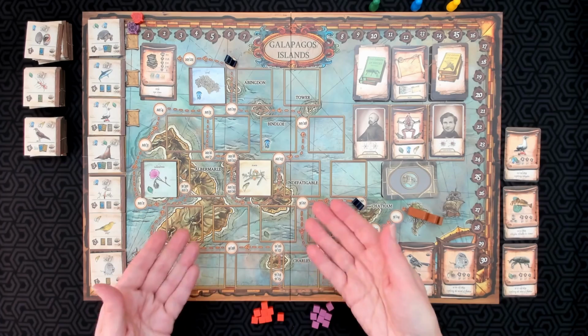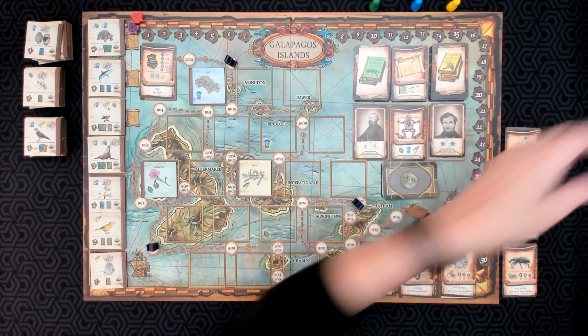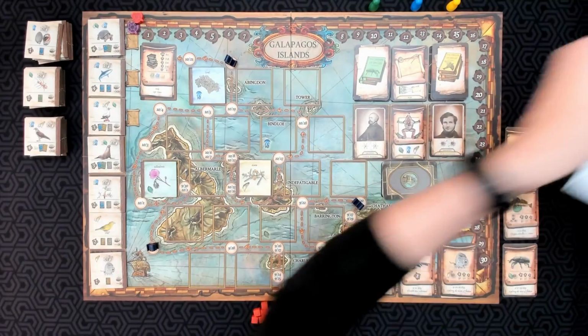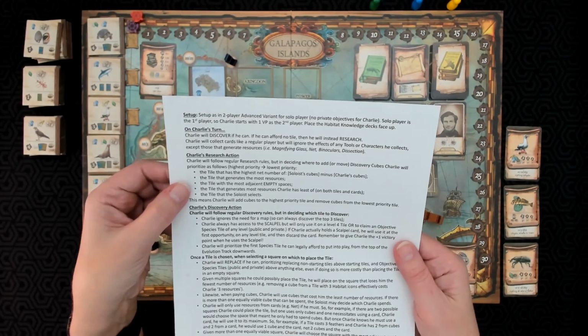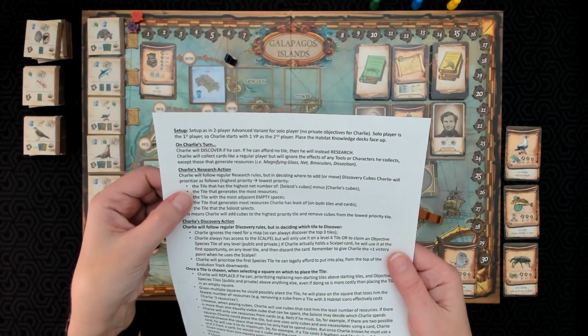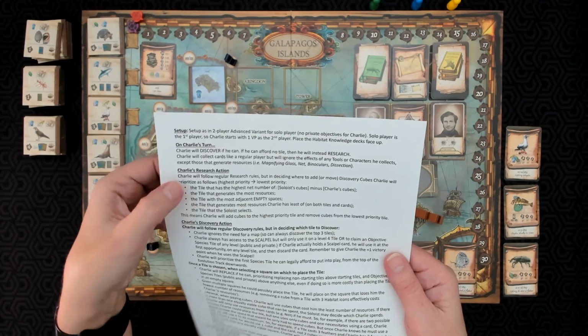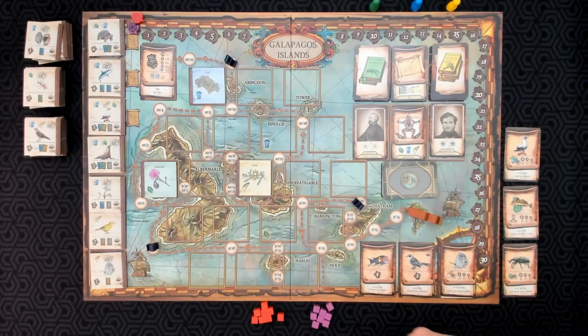And if he's going to place a cube, he has a list of, so I've printed these off on a piece of paper that I have handy nearby. This is only my second solo game, my 3rd time playing this game. I'll talk about that in a minute. But anyway, he's got Charlie's research action. He has from highest priority to lowest priorities, the tiles that he'll select.